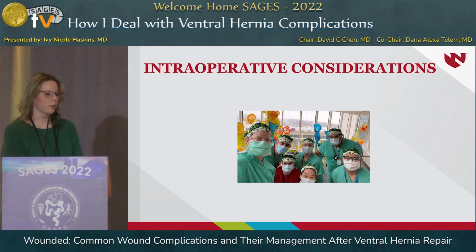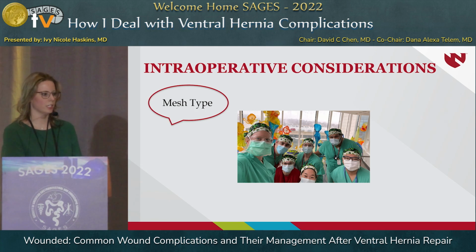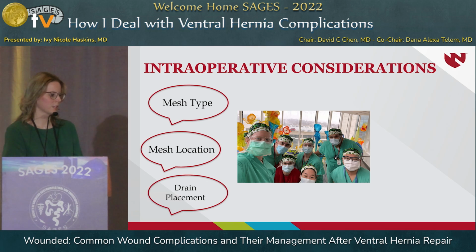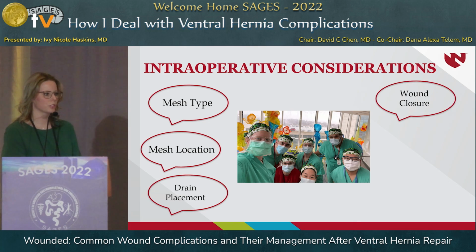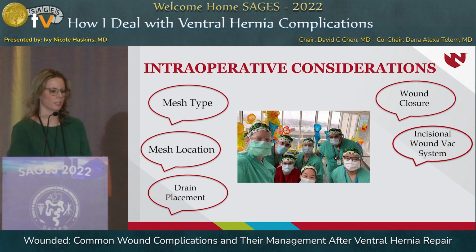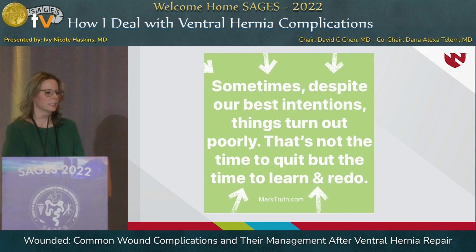In addition to preoperative optimization, there's also some intraoperative considerations, including your mesh type. So we prefer a macroporous mesh, which helps with tissue ingrowth and resistance to infection. Mesh location in a well-vascularized plane, drain placement, wound closure, including excision of excess skin and subcutaneous tissues, an incisional wound vac system, and finally, the avoidance of flap creation if at all possible. Despite these intentions, sometimes bad things do happen, and that's what I'm going to talk about for the remainder of my time up here.